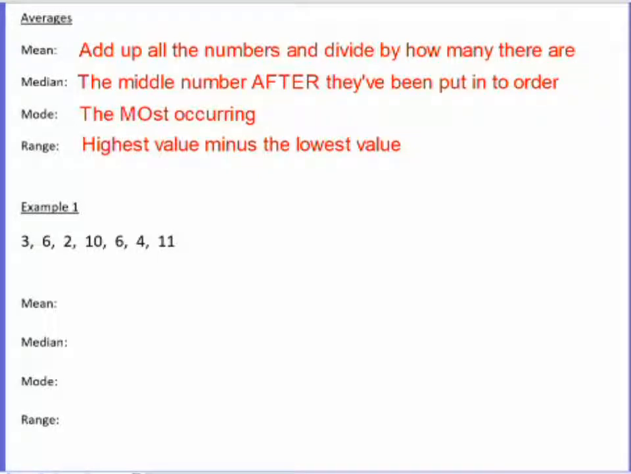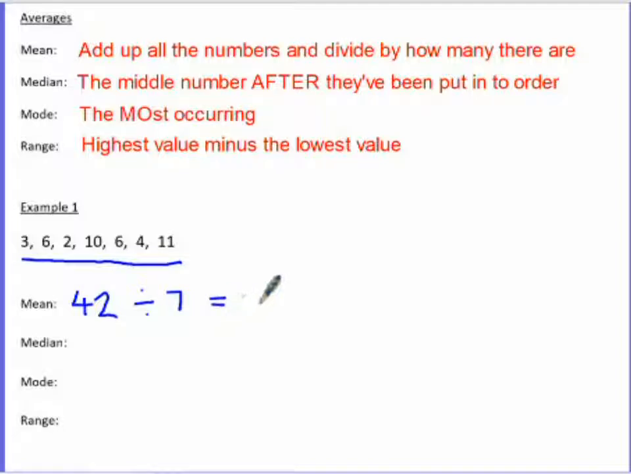If you want to work out the mean, we're going to have to add up all these numbers together first. If you add up the 3, 6, 2, 10, 6, 4 and 11, you get 42. You then need to divide that by how many numbers there were to begin with. If you count, there are 1, 2, 3, 4, 5, 6, 7. So if we do 42 divided by 7, we get our mean is 6.